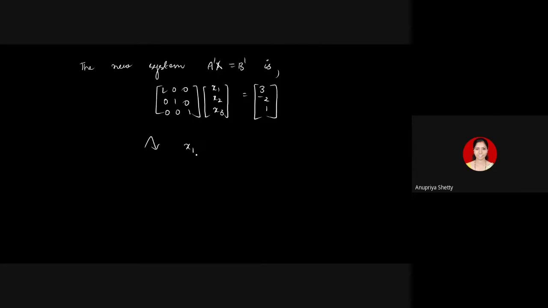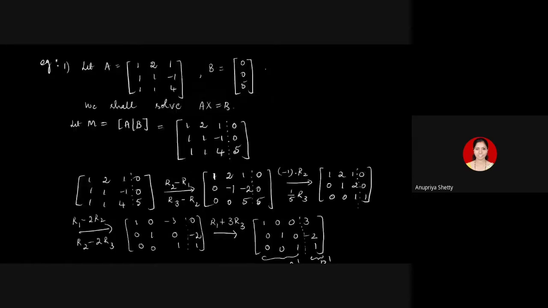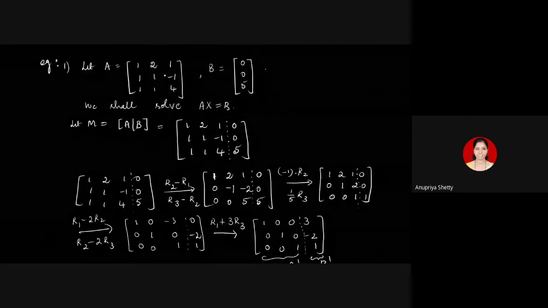So what would be x1, x2 and x3? Since A dash is identity, we would easily get x1, x2, x3. What is x1? 3. Yeah, x1 is 3, x2 is minus 2, because when you multiply with the identity matrix, you'll get the same column back, x1, x2, x3. So you'll get the answers directly. So this will be the solution of A dash x equal to B dash, and that is also a solution of the given system Ax equal to B.